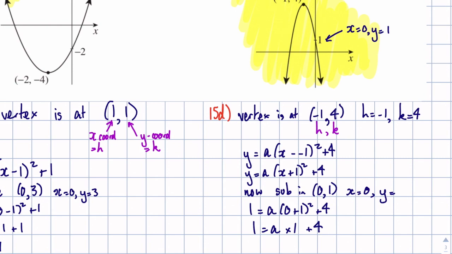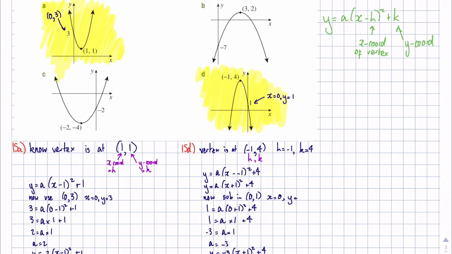Take 4 from both sides, we get negative 3 equals a times 1. So a is negative 3, which means y equals negative 3 outside of x plus 1 squared plus 4. And that's it. They're fairly simple actually. 15 is not too bad.